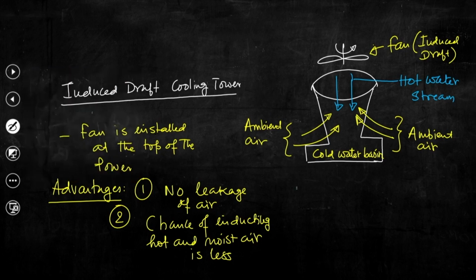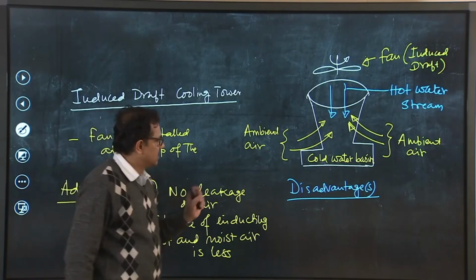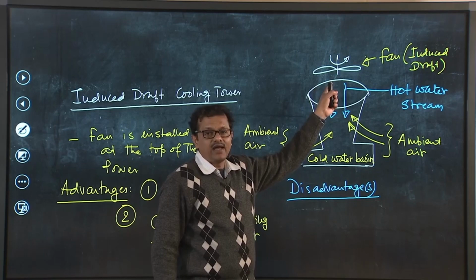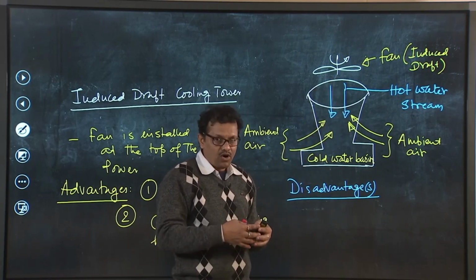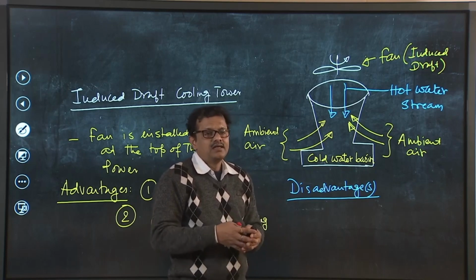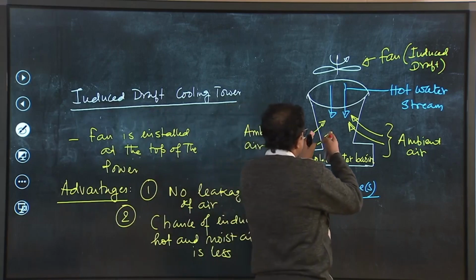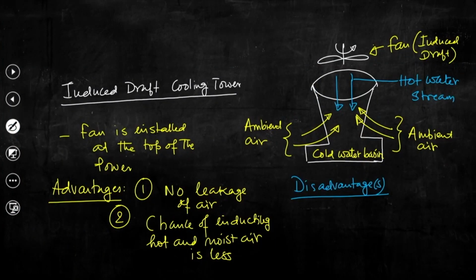Now, try to figure out what the disadvantages are. The most important disadvantage is that this particular fan is located at the top of the tower. Essentially, this fan is now handling hot and moist air, and hence the power consumption will be more because of the large amount of air. Because of this density reduction, the volume of air that will be handled by this fan is more, and hence electrical power consumption will be more. So, number one, more power consumption.